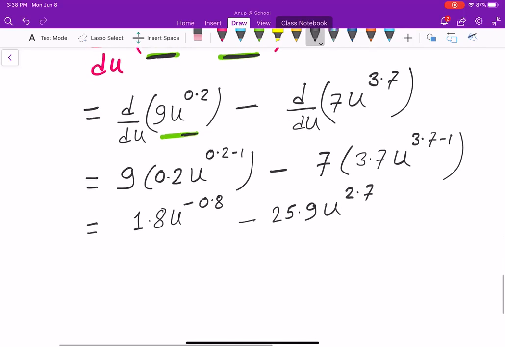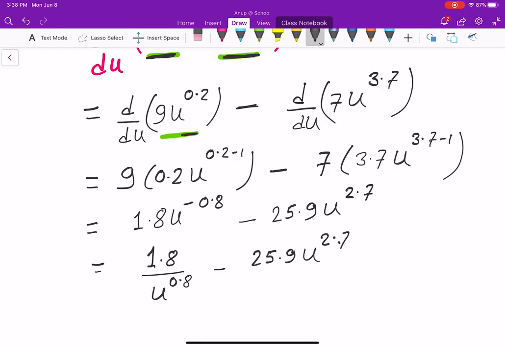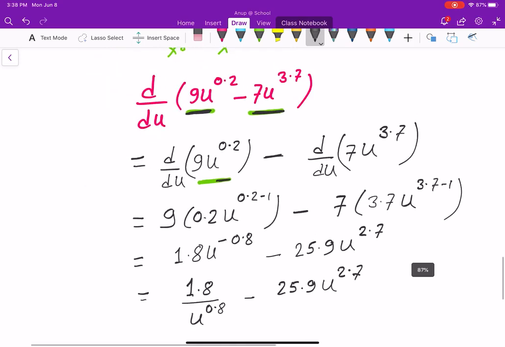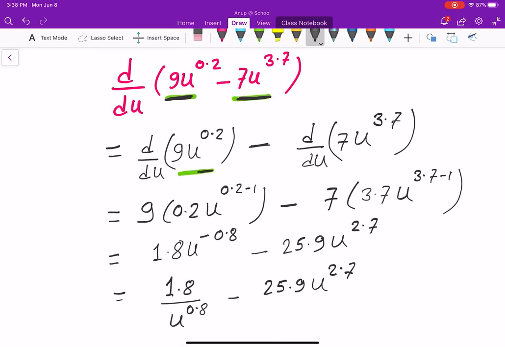If you want to change everything into positive exponents, this can be written as 1.8 over u to the power 0.8 minus 25.9 times u to the power 2.7. And this is the derivative of the given function.